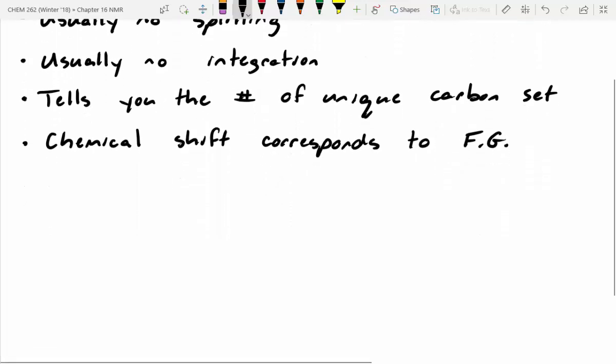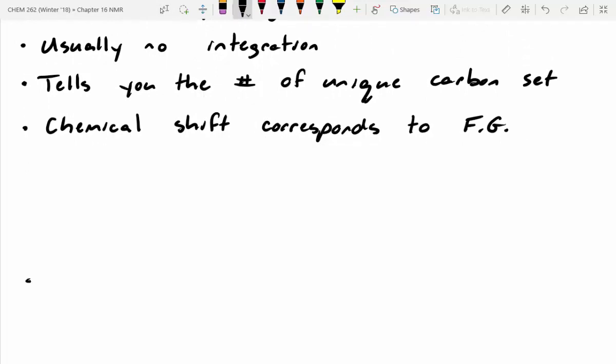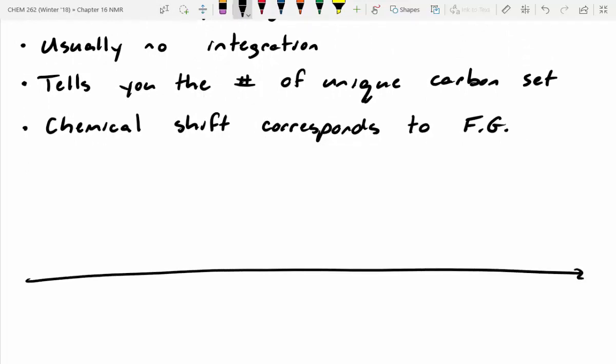The other goofy thing with carbon NMRs is the range is entirely different. So the range for a carbon NMR goes all the way out to about 220 ppm. So the range is huge. So that's something to pay attention to, is you're no longer looking in that 0 to 15 ppm window. Instead, you're looking at 0 to 220.